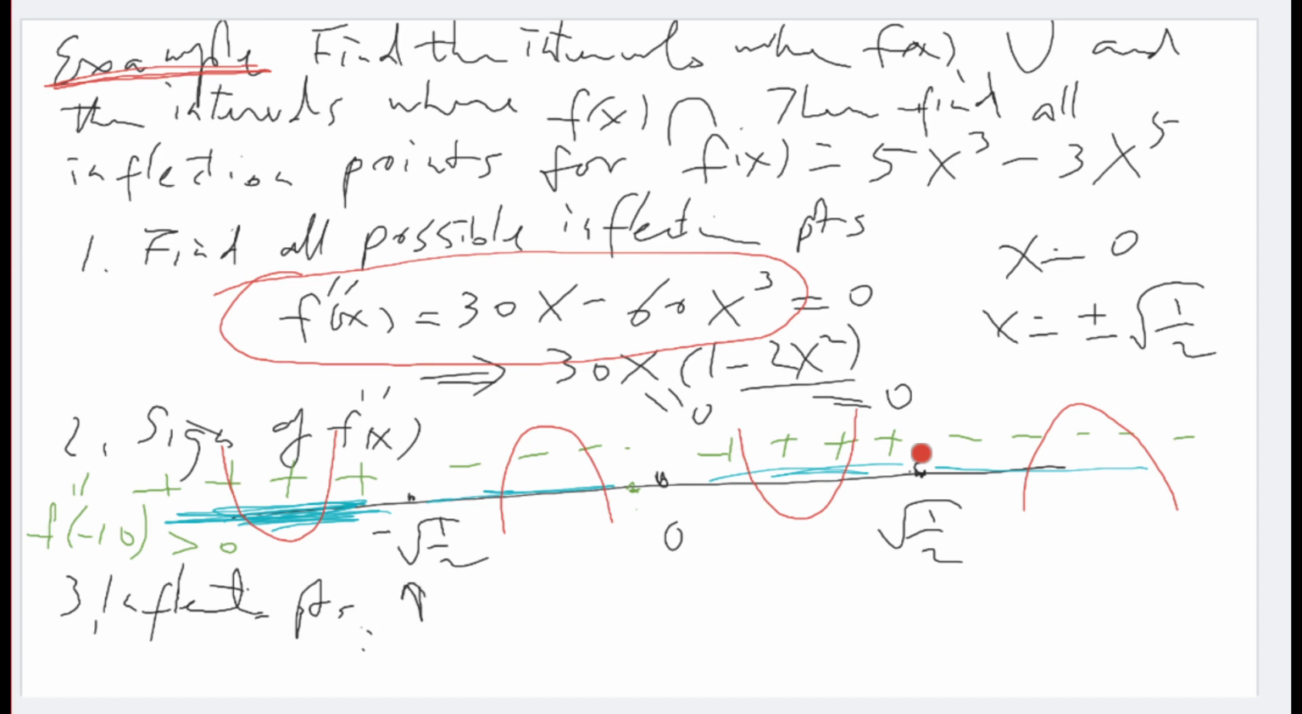The inflection point is not just negative square root half. It is a point on the graph with x coordinate negative square root 1/2. Of course, you can find the y coordinate by plugging this value back into the original function, because this is a point on the graph of the original function. So you use the original function to find the y value, negative 1.2.